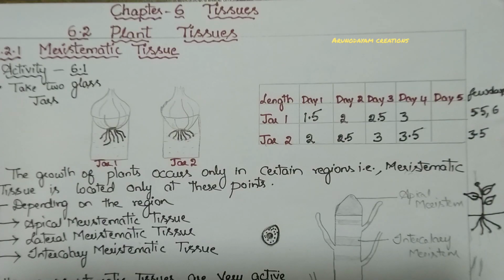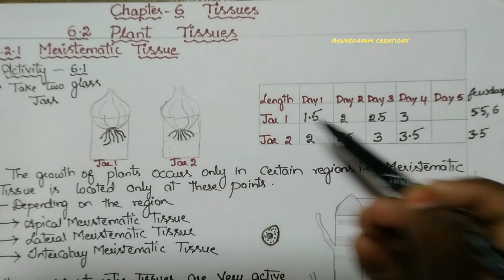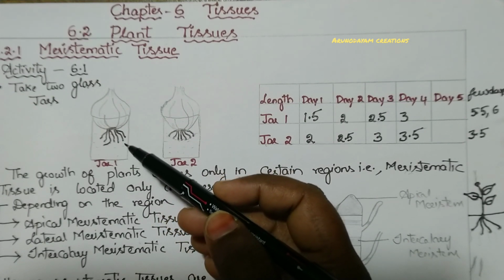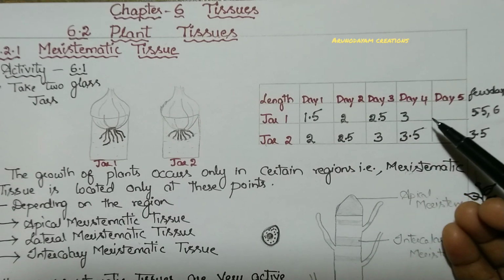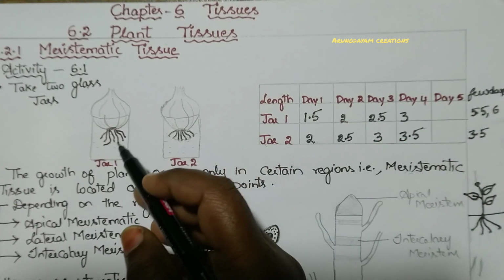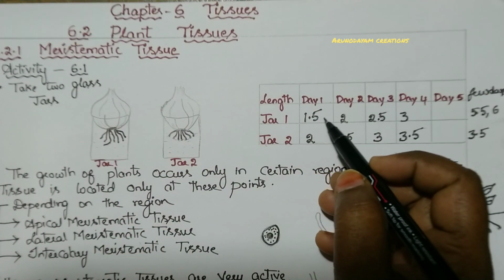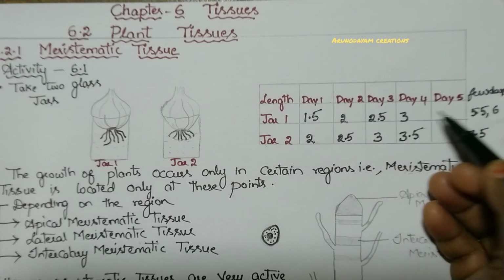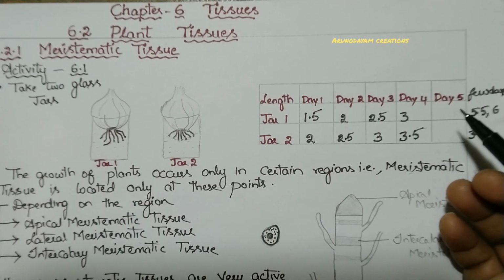So now we have to check the growth of these root hairs for a few days. Daily we have to measure the length of these root hairs with the help of a scale or a thread, and we have to note down the readings in a tabular form. Assume that on the first day the onion bulb root hairs in jar 1 grow up to 1.5 centimeters, the next day to 2 centimeters, next 2.5, 3 centimeters, like this. Every day it is showing a 0.5 centimeters growth.